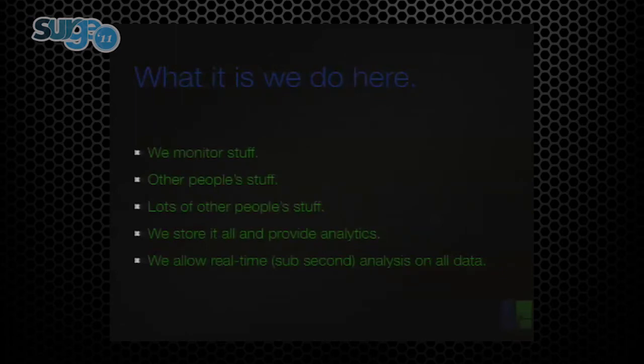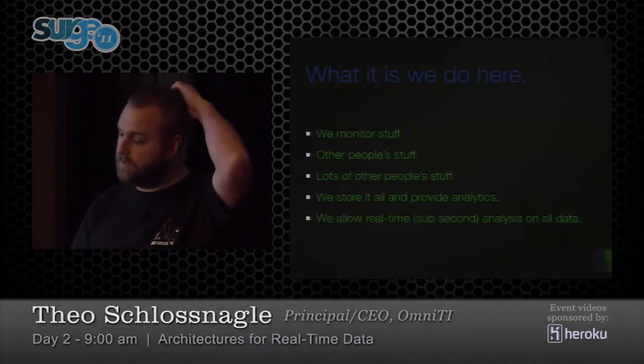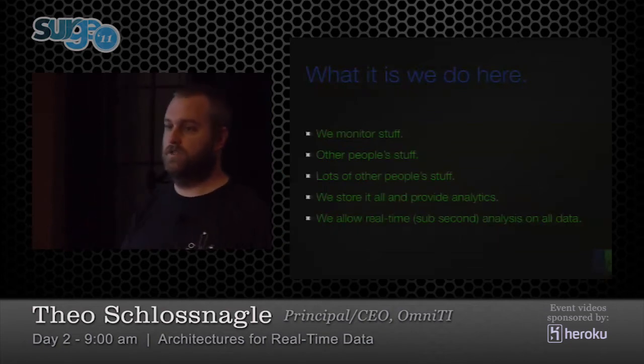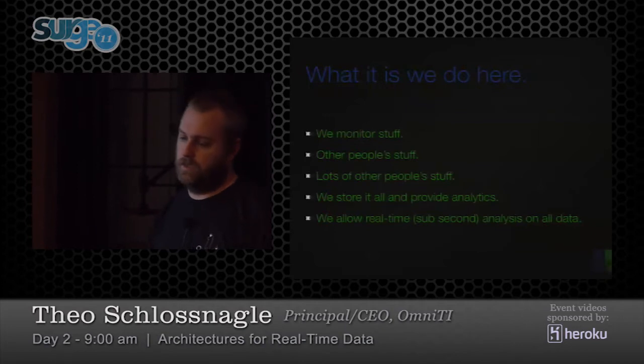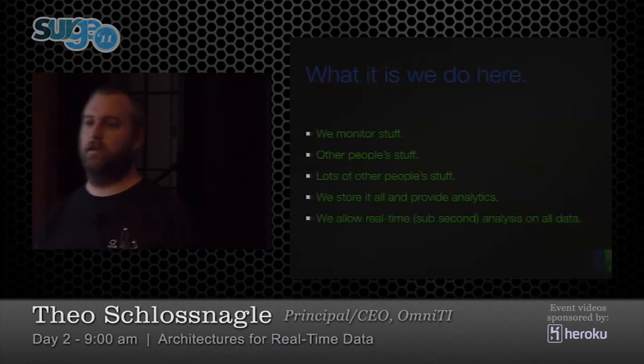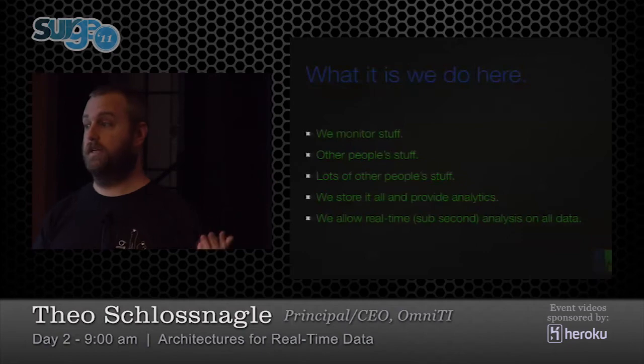So what is it that we do here? At Circonus, we monitor stuff, and we monitor other people's stuff specifically. It's a SaaS offering, and it's lots of other people's stuff. The goal of monitoring it is to take all that information and store it and allow you to trend it and provide analytics. And we also allow real-time, and when I say real-time, there's hard real-time systems, which I don't deal with. And then there's soft real-time systems, which you get to define any way you want.